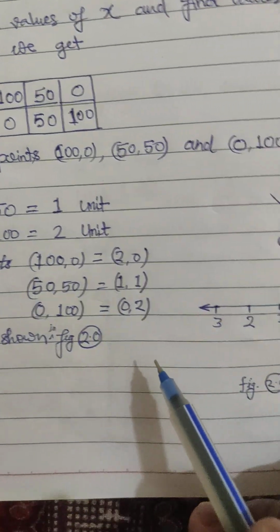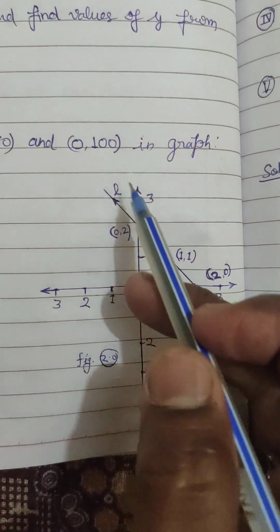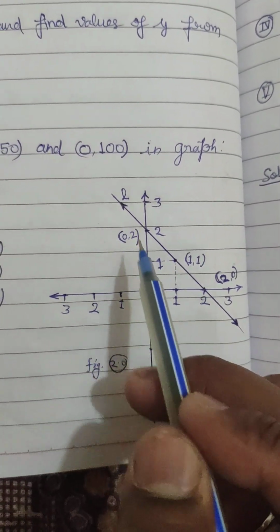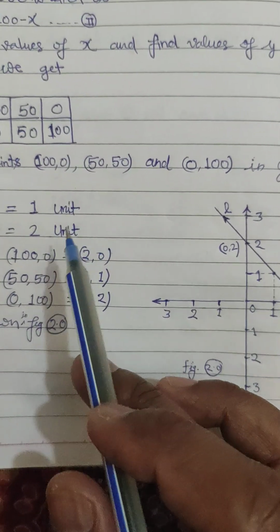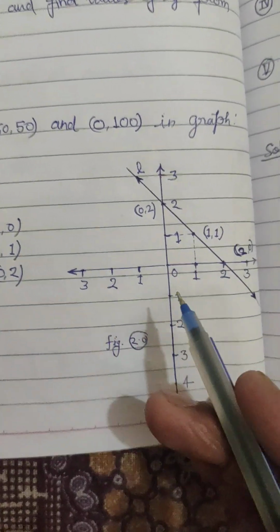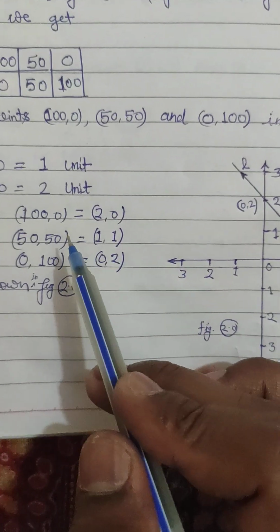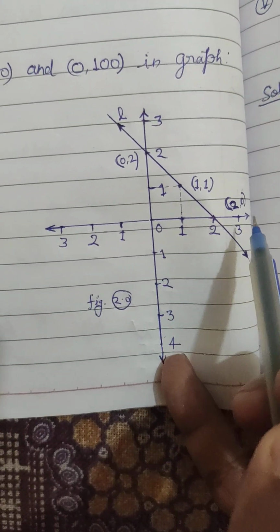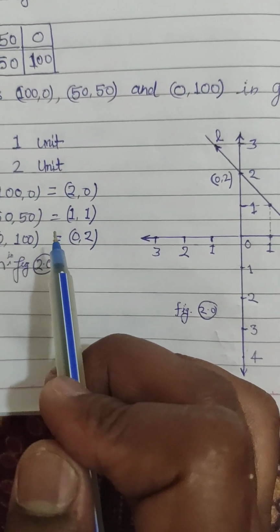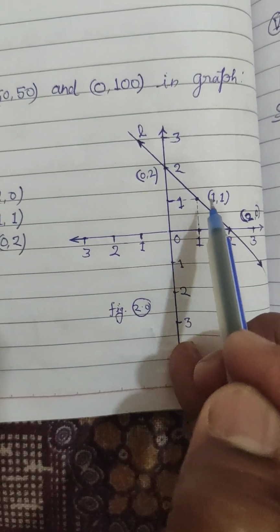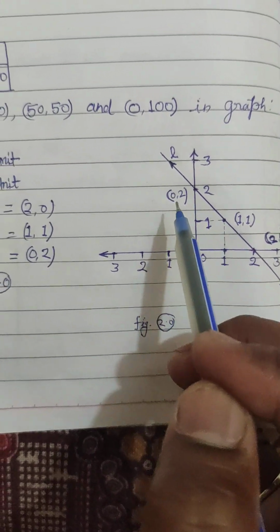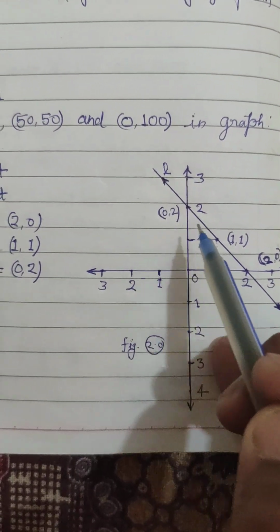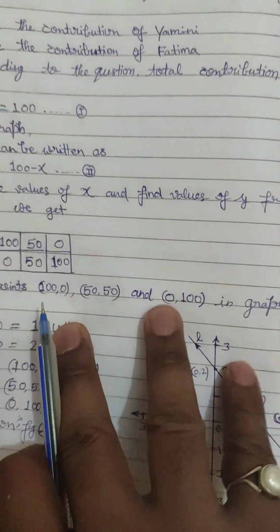The points are shown in figure 2.0. So we can draw the line, and this line L shows the required linear equation, where we have shown the point (100, 0) as (2, 0), the point (50, 50) equal (1, 1). This is point (1, 1). And (0, 100) as (0, 2). This point is (0, 2). In this way we can solve this problem.